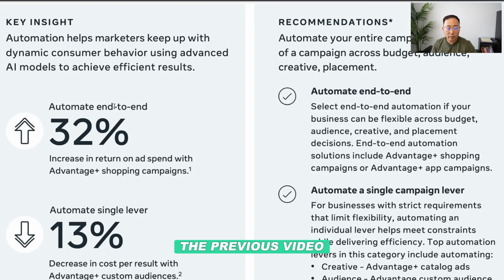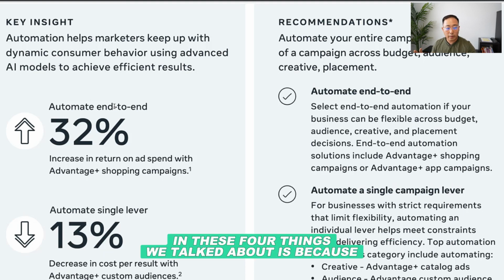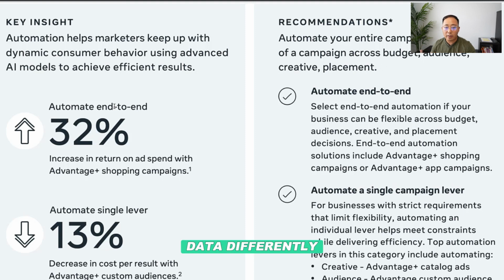Now, I covered this in the previous video, but the reason why Meta wants you to automate things as much as possible in these 4 things we talked about is because they collect data differently now than they used to. They listen in on your mic and your camera and crawl your ad creatives to find out who's your target audience you want to get in front of.